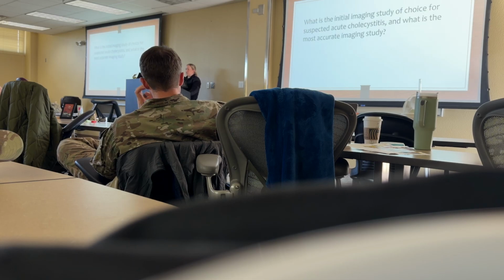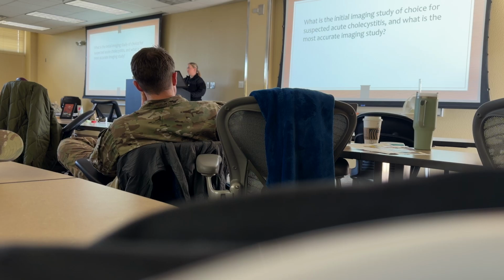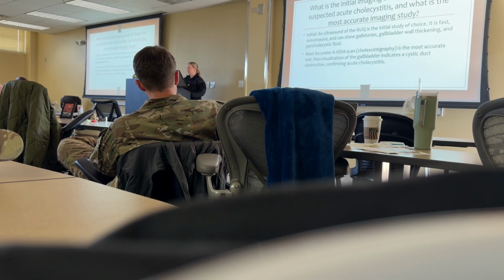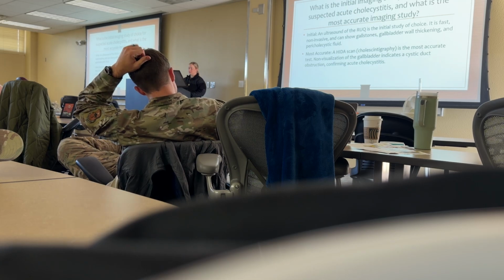All right, what's the initial imaging study of choice for suspected acute cholecystitis? What do we do first? Ultrasound, okay? You'll hear a lot in phase 2, it's called RUQUS. Right upper quadrant ultrasound, right, RUQUS. Then what's the most accurate? Yep, HIDA. We don't use it very much, but it's still the most accurate. Good, so right upper quadrant ultrasound is our initial study. And then the HIDA is the most accurate.